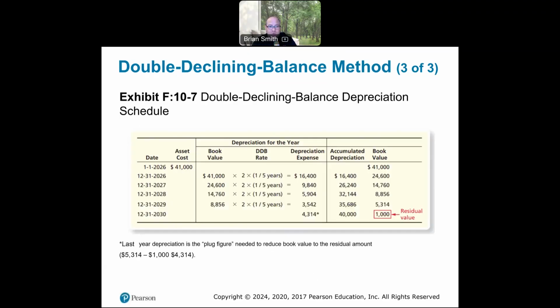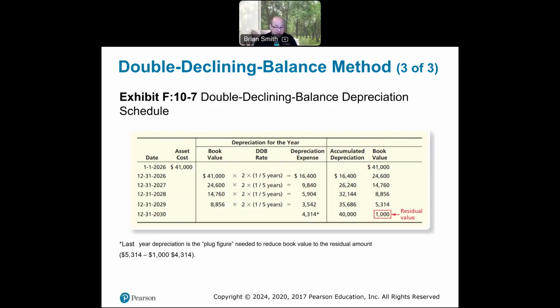And here is the schedule for how to depreciate it. Notice that last year in 2030, there's an asterisk there. It says this is a plug figure needed to reduce book value to the residual amount. That's kind of how it works. The double declining balance method does not get you right where you need to be, like the straight line method does. And really the units of production method doesn't get you there either, unless it's academic and they make it that way.